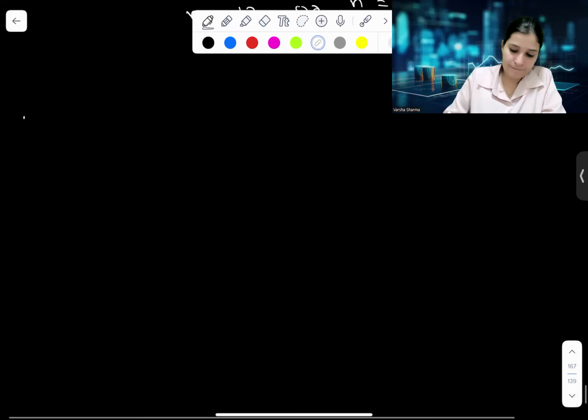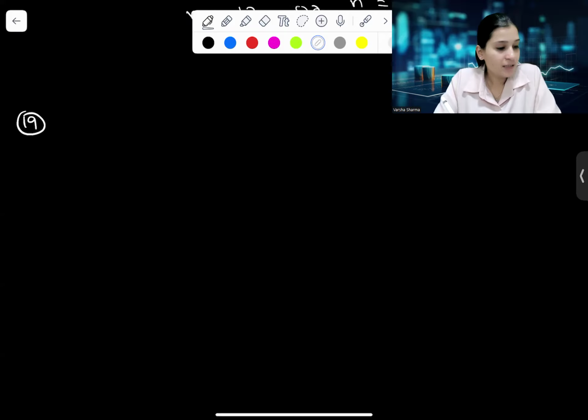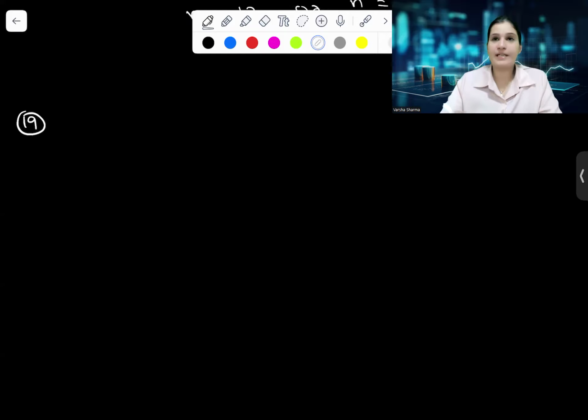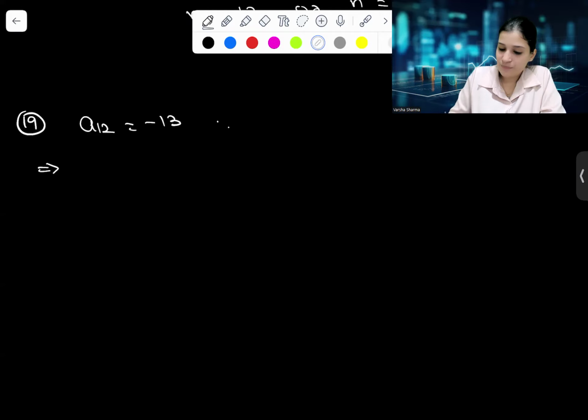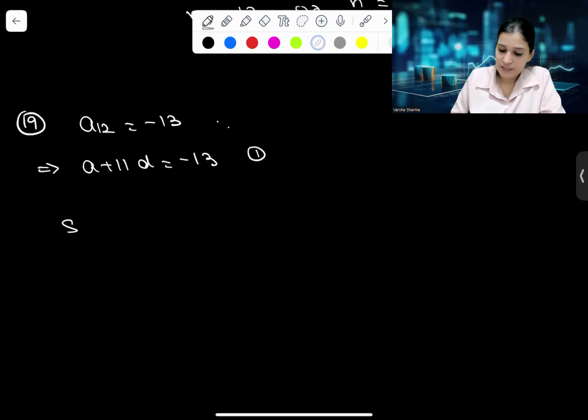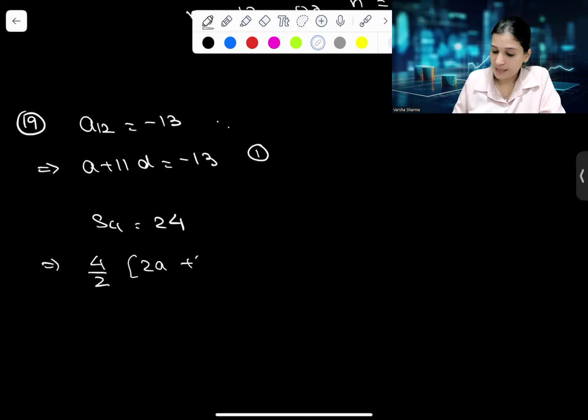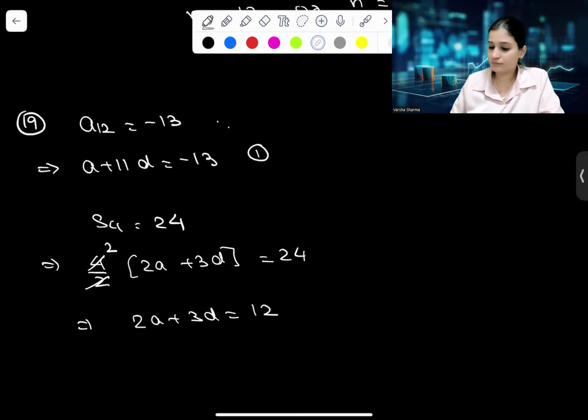Question 19. In an AP, the 12th term is minus 13. So A12 is minus 13. A plus 11D is minus 13. The sum of first four terms, S4 is 24. 4 by 2 into 2A plus 3D is 24. 2A plus 3D is 12.